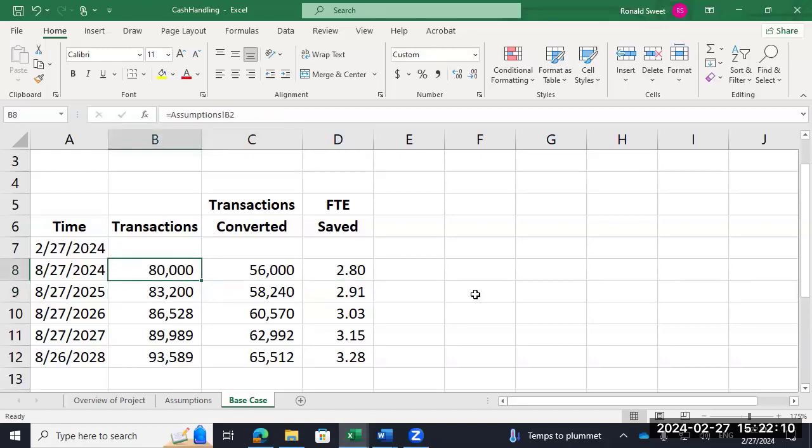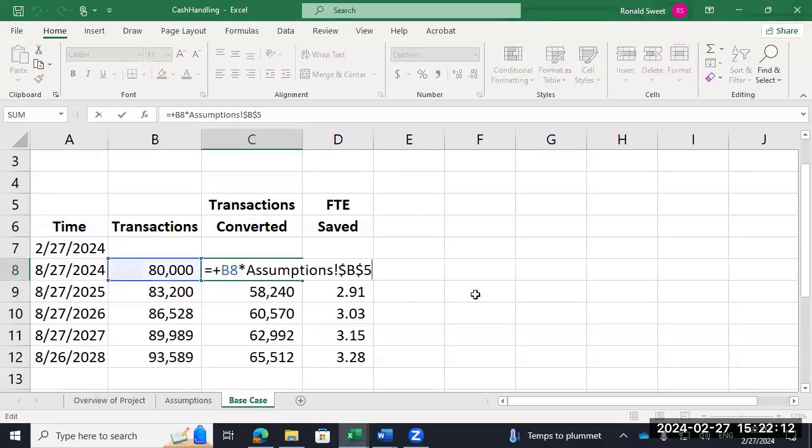Which one's this one? Yeah, so it's 80,000 times the 70% that we convert.